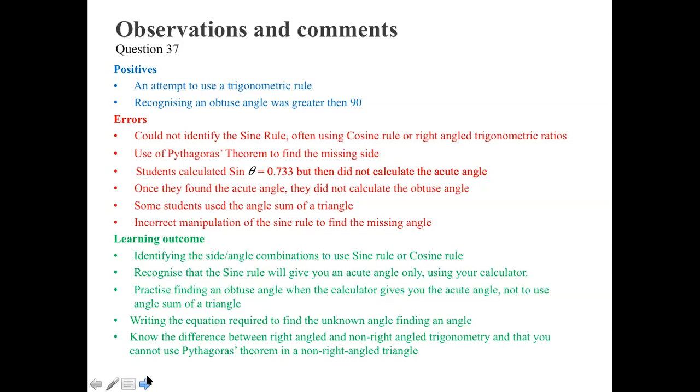Also, writing the equation required to find the unknown angle when you're finding an angle is really important. They struggled with that, so we need to have them set out the equation much better. And also know the difference between which trig rules you can use for right angle triangles and which ones are for non-right angle triangles. You know, the fact that Pythagoras' theorem doesn't just work in any triangle. So we really need to make sure that that comes about.